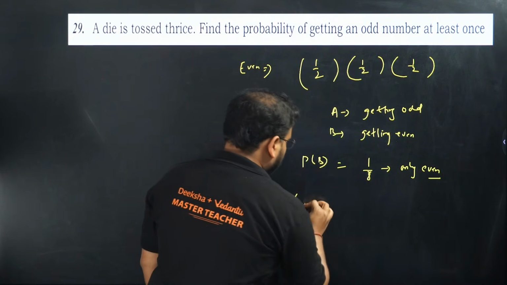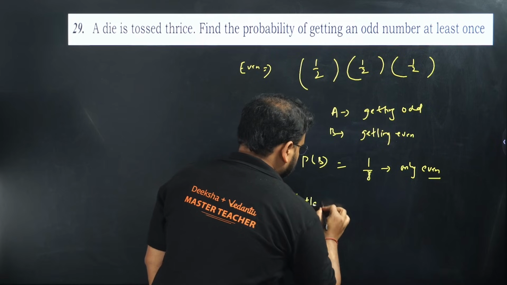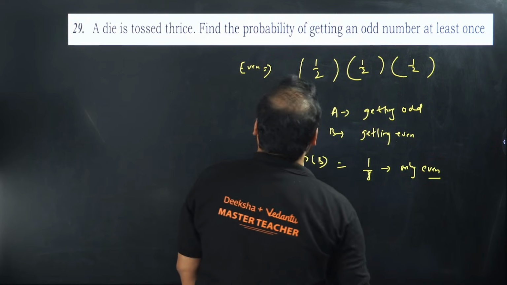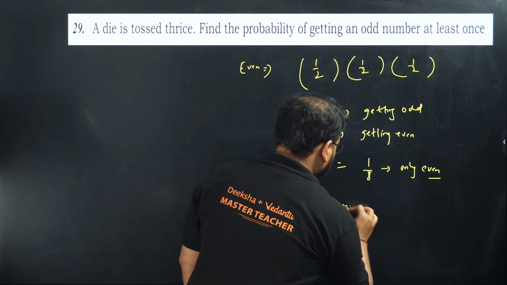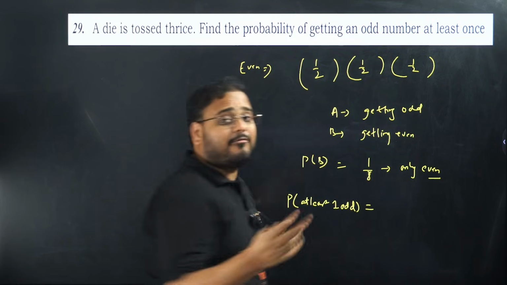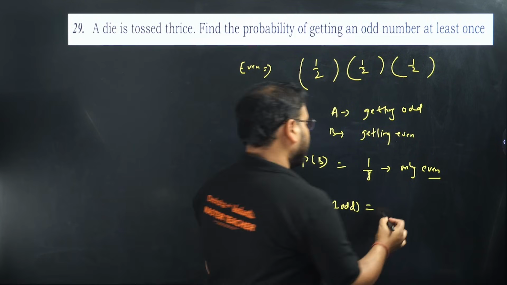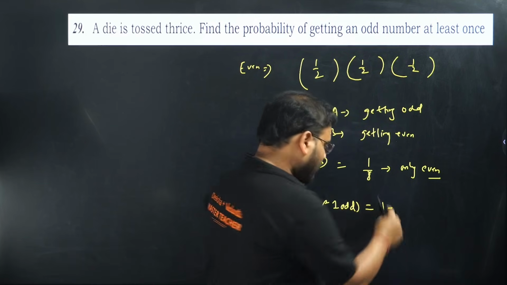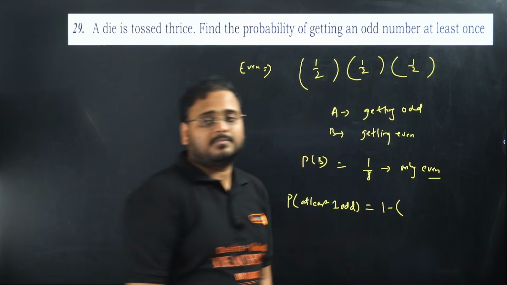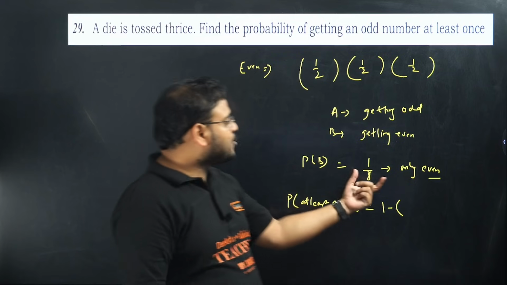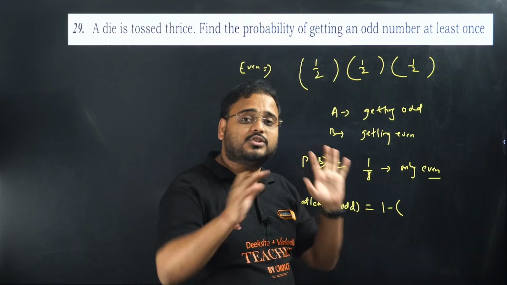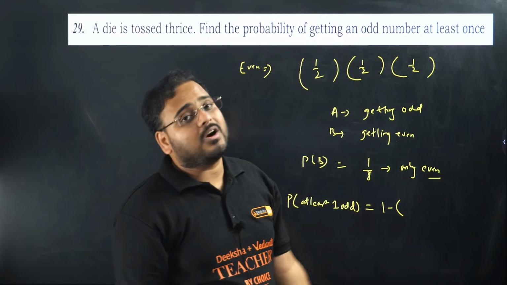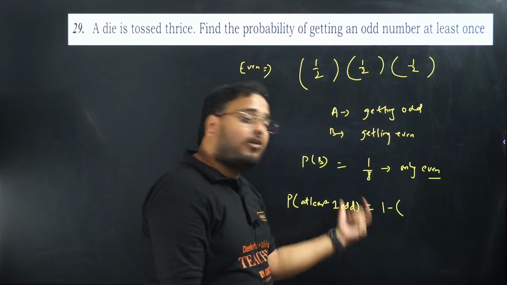Probability of getting at least one odd number, right? At least one odd. So it cannot have what? It cannot have 0 odd, basically. So 1 minus all the evens. Correct? This is the case of all the evens. If you remove the chances of all the evens, you'll have only odds left, right? So a minimum of 1 odd can come from that.